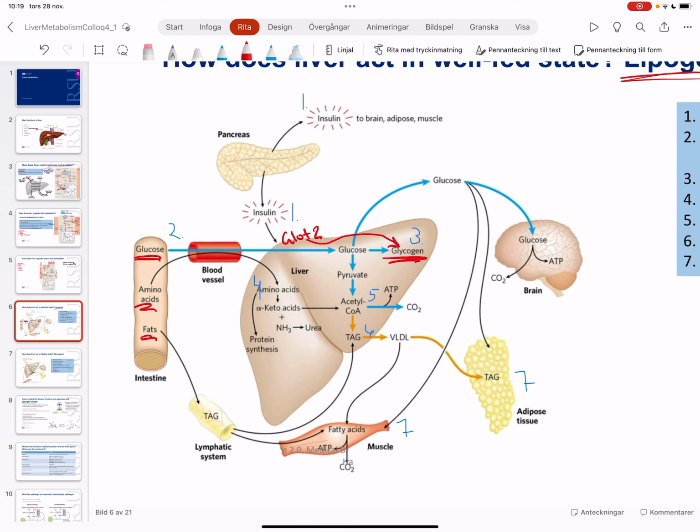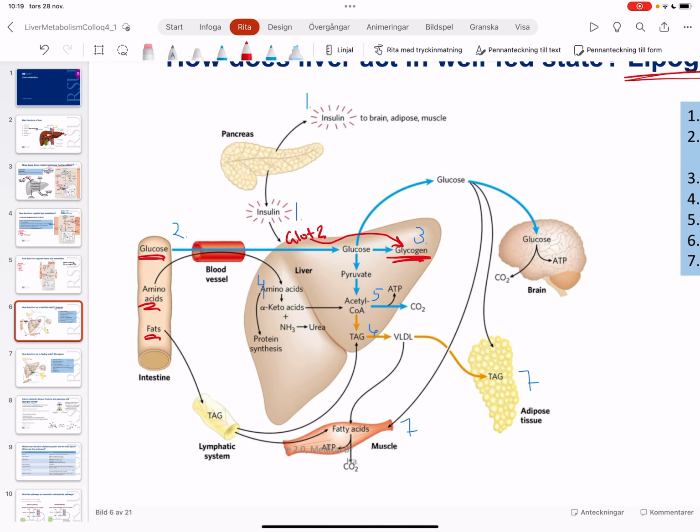What will happen then to the amino acids? Amino acids will also be taken up by the liver, and they can either become protein, so protein synthesis will happen, or we will make alpha keto acids, and these alpha keto acids will be converted to acetyl coenzyme A that is later stored in the form of TAGs. Because with alpha keto acids you could make energy, but in this case, because insulin is present, we will make TAGs.